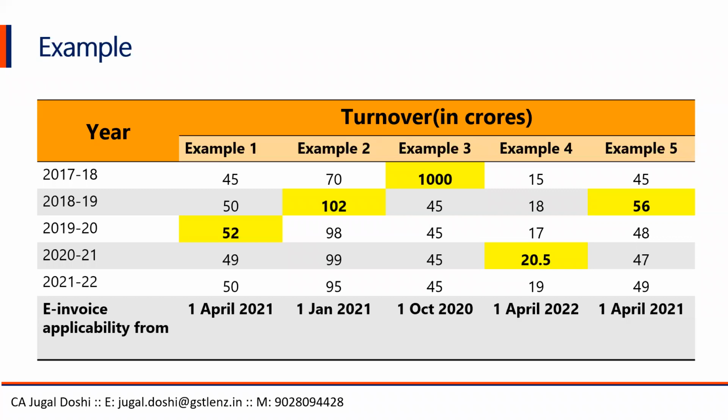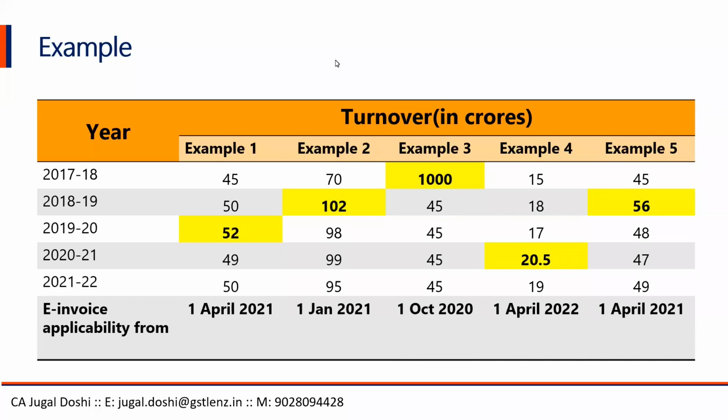In my second example, the turnover crossed 100 crores in 18-19. So that was the limit, and the applicability date was 1st Jan 21. It would be applicable from 1st Jan 21. In the third case, in the first year, the turnover was 1000 crore, but then I discontinued some of my business and now my turnover is 45 crores only. But as it was more than 500 crores, the applicability is from 1st October 2020. We won't say it is applicable from 1st April 22, but it is applicable from 1st October 2020 only.